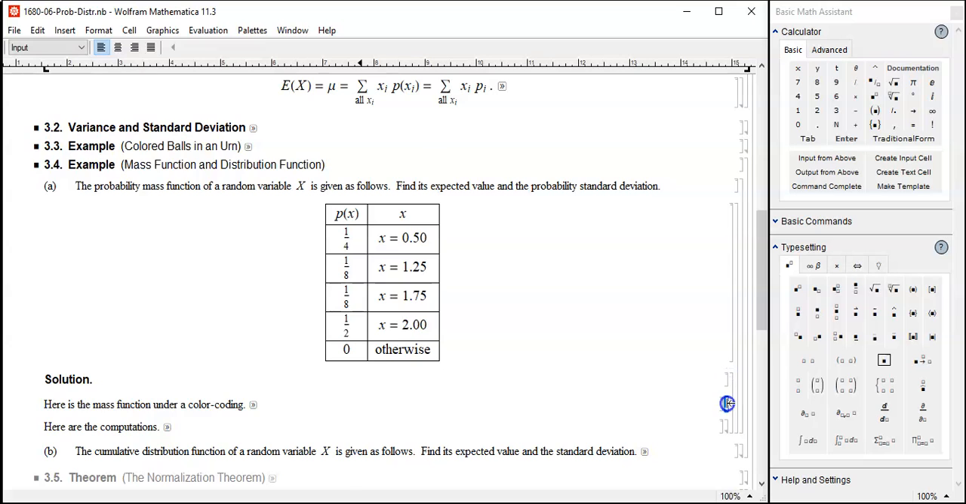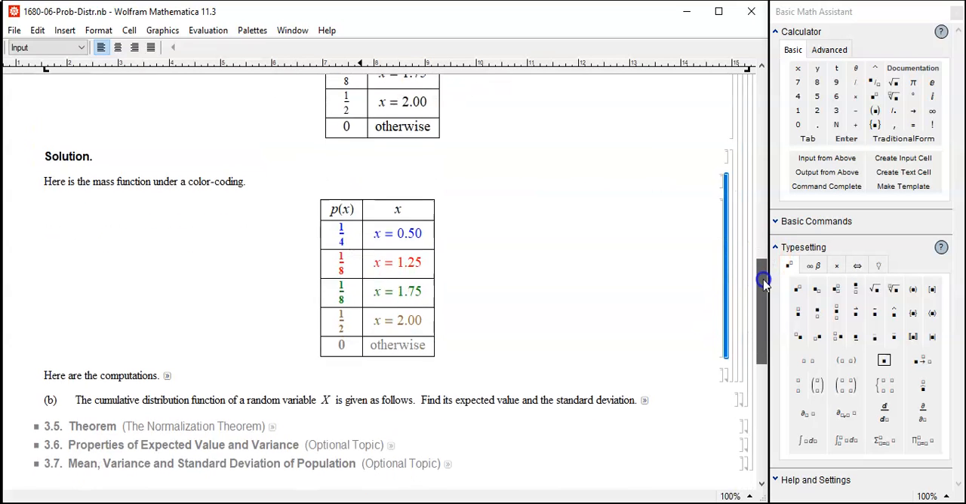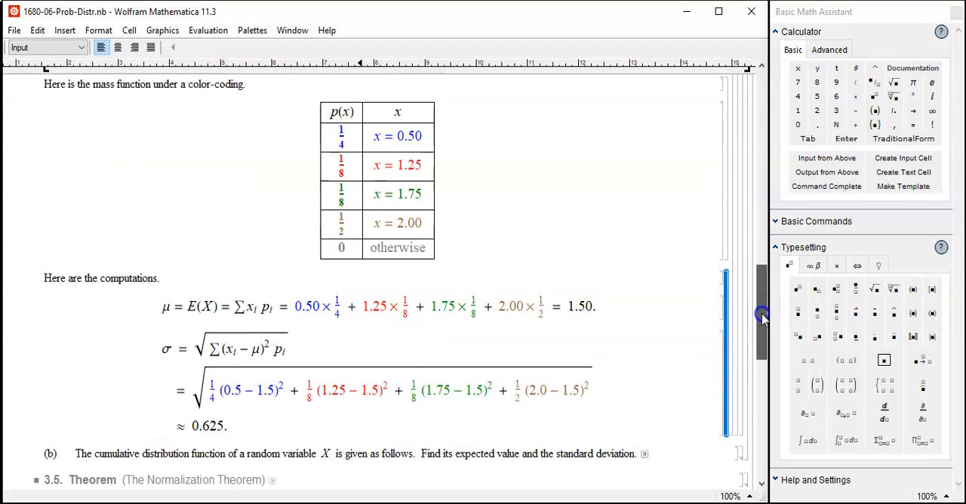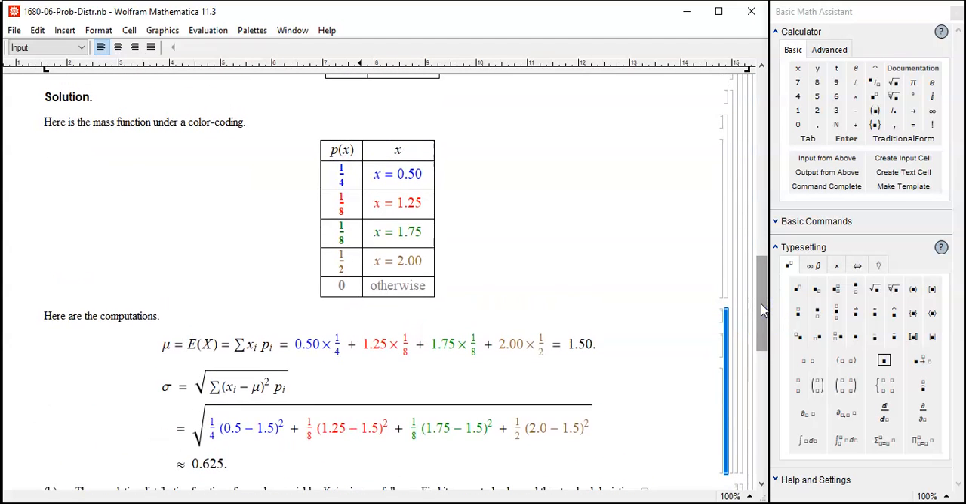Let's begin. First, some color coding, just to help us out. And then multiply, multiply, multiply, multiply. And there you go. That's the expected value.